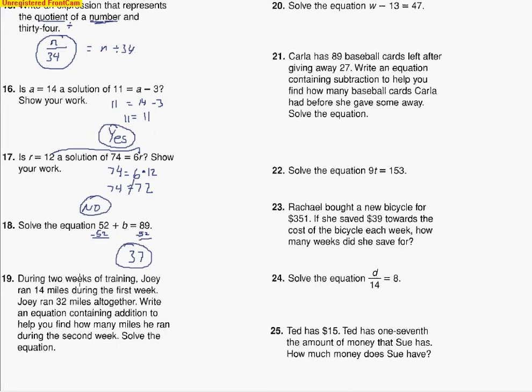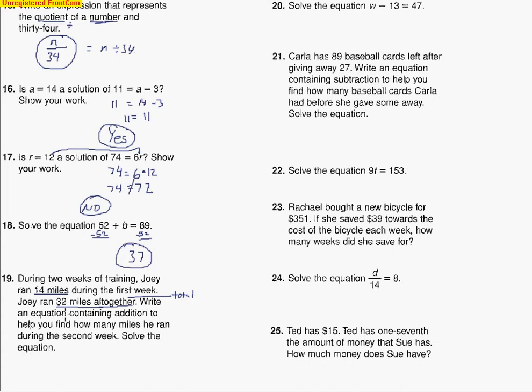During a two-week training, Joey ran 14 miles. So that's an important thing, so we're going to underline that. And then during the first week, he ran 14 miles, and then altogether he ran 32 miles. It says altogether there, so this means a total. So total means that they added some numbers together. And so we go ahead and read further.